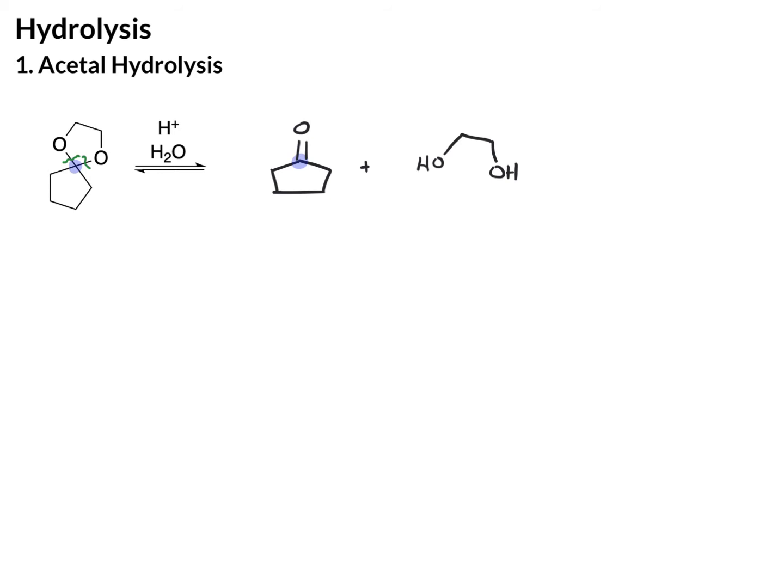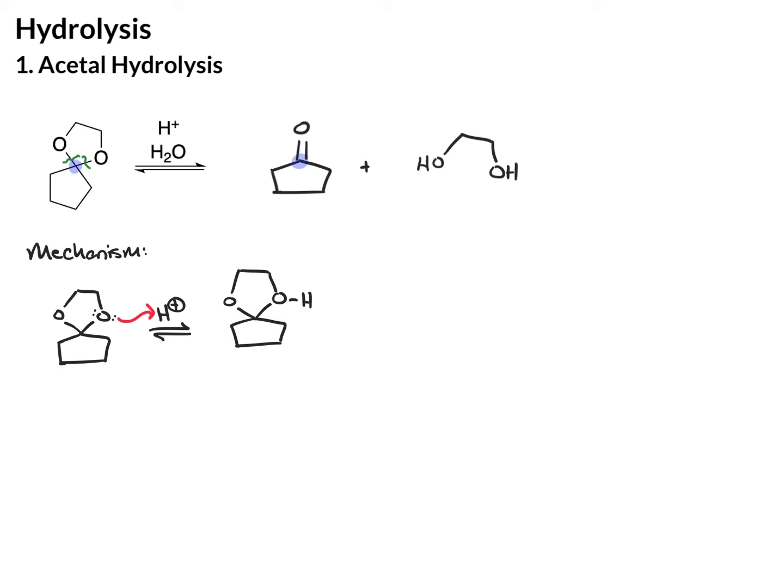Right, now let's look at the mechanism for this. I'm going to start with my acetal. And the first thing that will happen is the acid will add to one of the oxygens. Okay, and if you were to look back at the acetal formation mechanism, this would be the last intermediate before you get to the product.